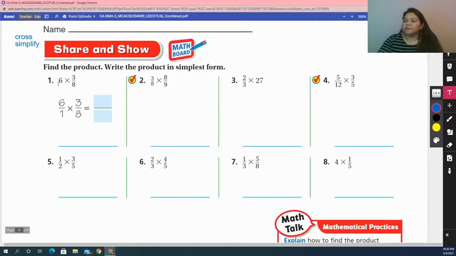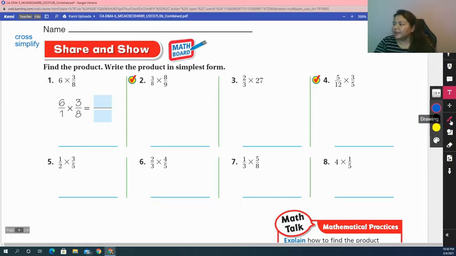Let's see. For example, here we have number 1. Remember, if I have a whole number, I will write it as a fraction by putting a denominator of 1. So in this case, I have 6, and the denominator is 1. And I'm multiplying by 3/8. Remember, when I multiply fractions, I multiply the numerator times the numerator and the denominator times the denominator. Now, here's where I want to cross simplify.